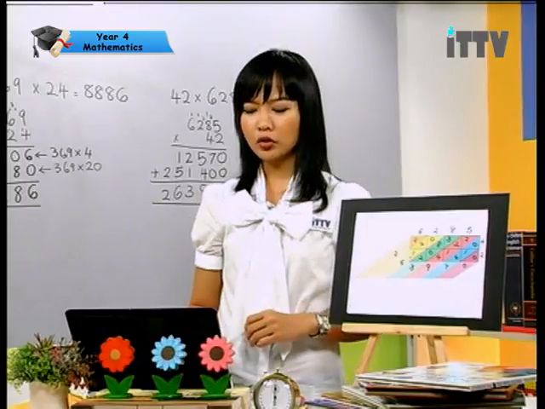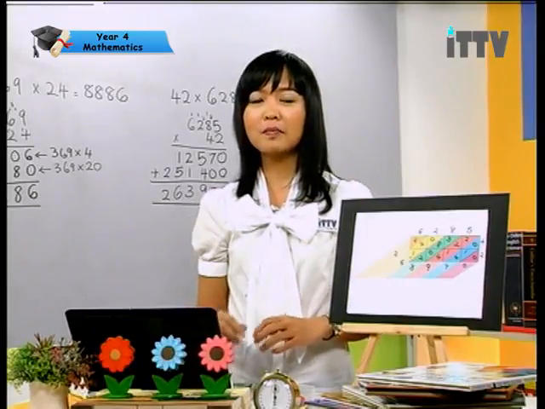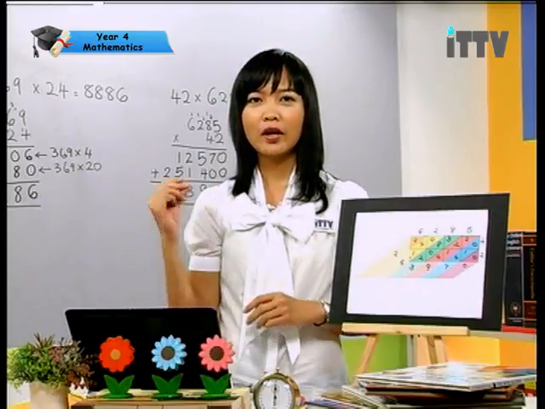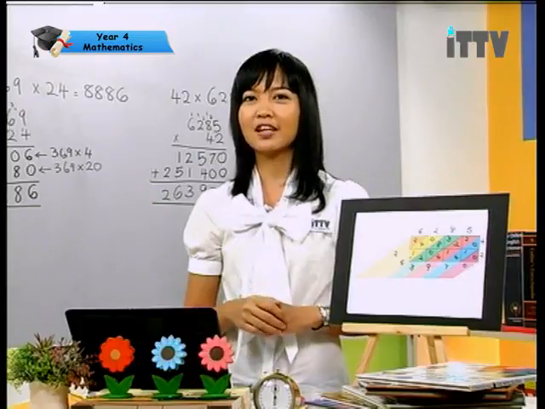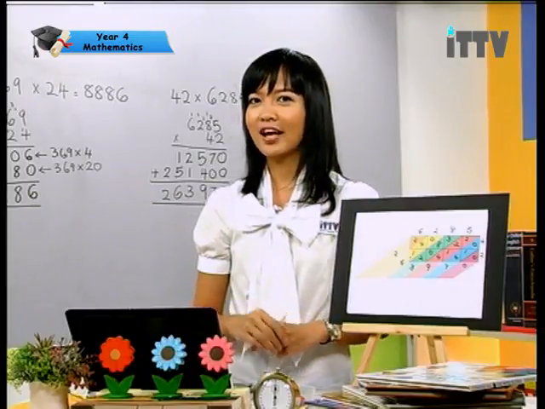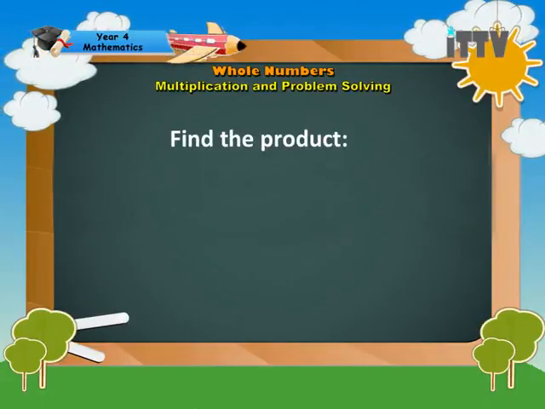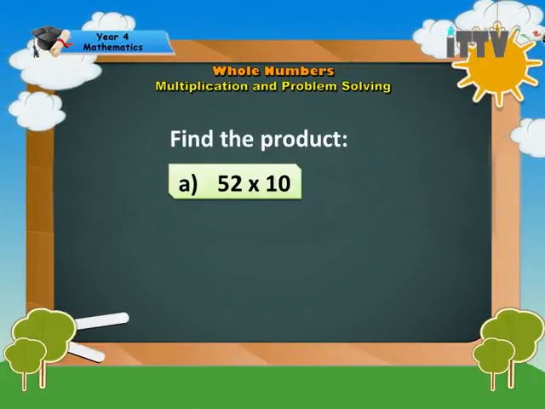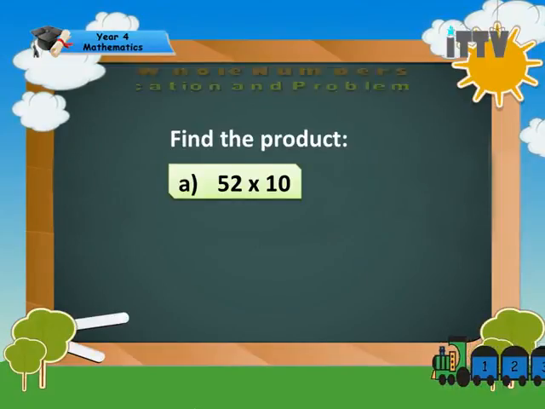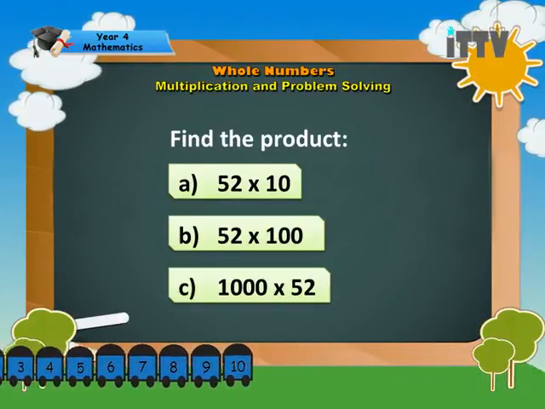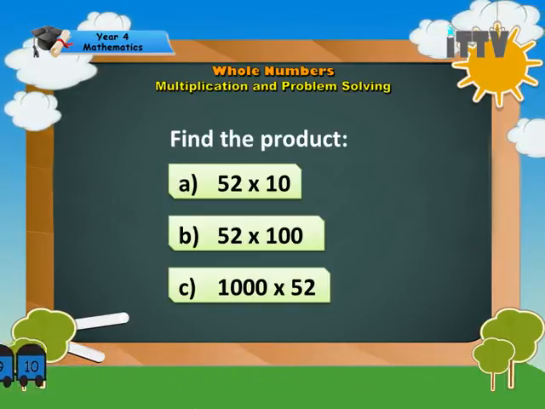Next, I want to teach you how to multiply numbers by 10, 100 and 1000 easily. You can actually get the answer in 5 seconds. Don't believe me? I'll show you how. Okay, I have 3 questions for you. Take a look at the questions first. Find the product 52 times 10, 52 times 100 and 1000 times 52.